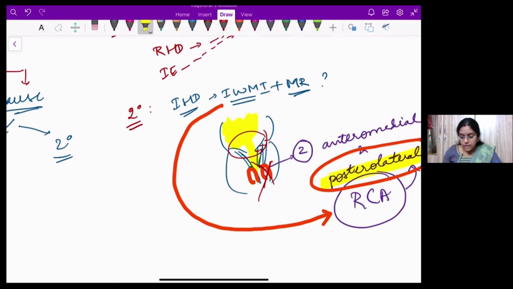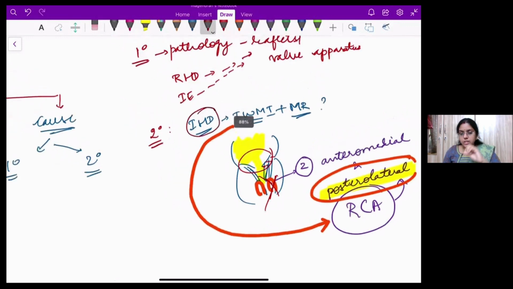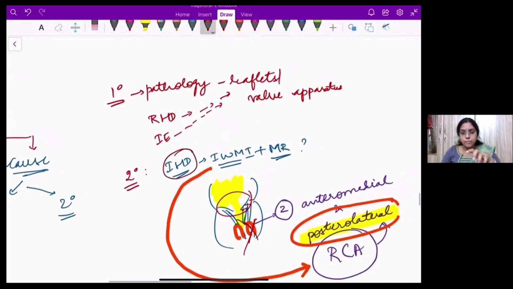So we saw that in conditions like ischemic heart disease, the patient can have an inferior wall MI and can develop an MR lesion because of the papillary muscle rupture. This is one simple example. When the pathology is primarily in the leaflets or the valve apparatus, we call it primary mitral regurgitation. But when the mitral regurgitation is associated with some other lesion in the heart which is producing it, in those patients we call it secondary mitral regurgitation.